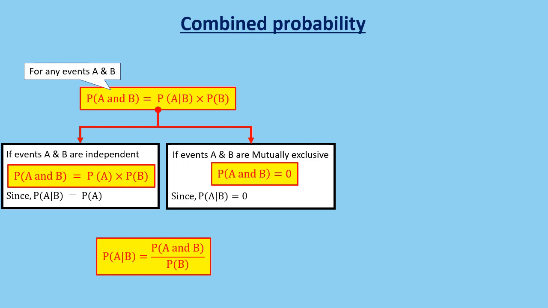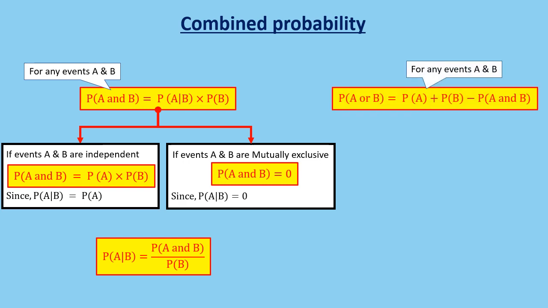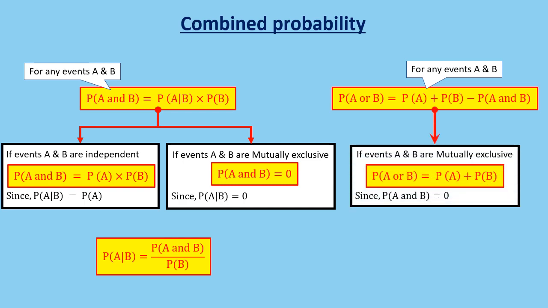The OR rule states that for any events A and B, the probability of A or B occurring is equal to the sum of their individual probabilities minus the probability of A and B occurring together, which is equal to the probability of their intersection. If A and B are mutually exclusive, then the probability of A or B is equal to the sum of their individual probabilities, since the probability of A and B equals 0, because A and B cannot happen together.